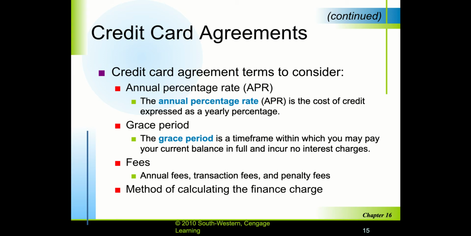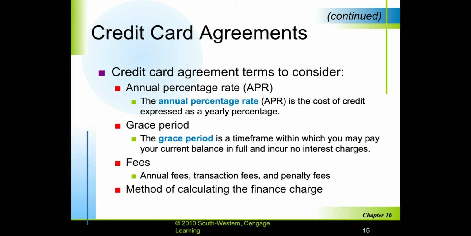Credit card agreements that you want to think about, number one, the APR, which is the annual percentage rate, is the cost of the credit as a yearly percentage. So what is the interest rate going to be on this credit card if you don't pay it off in time? The grace period is the time frame where you have to pay your current balance to incur no interest charges.